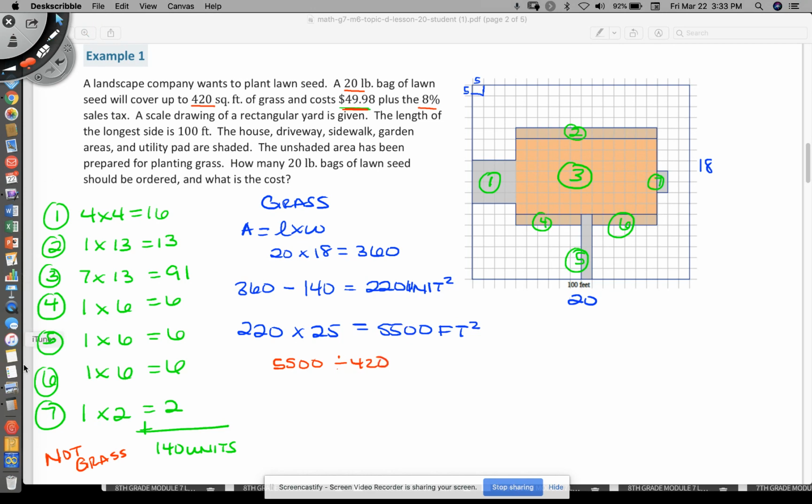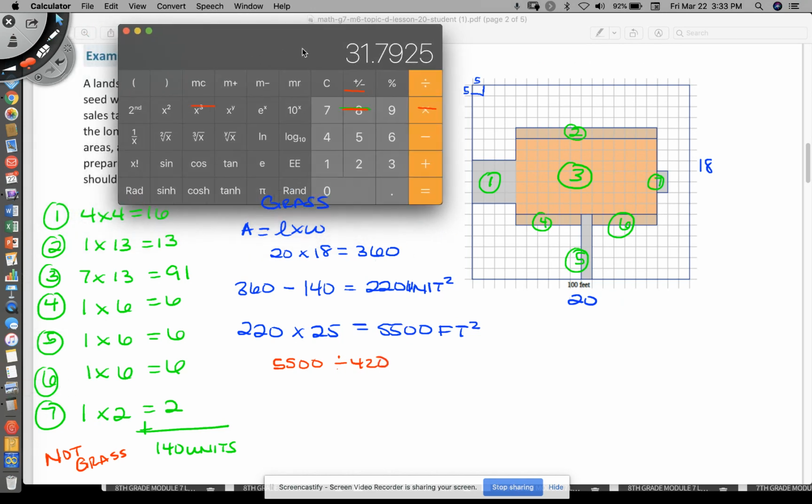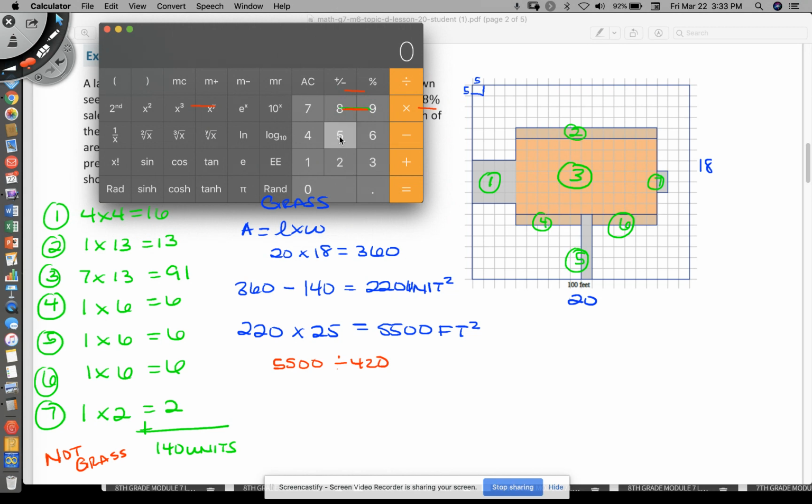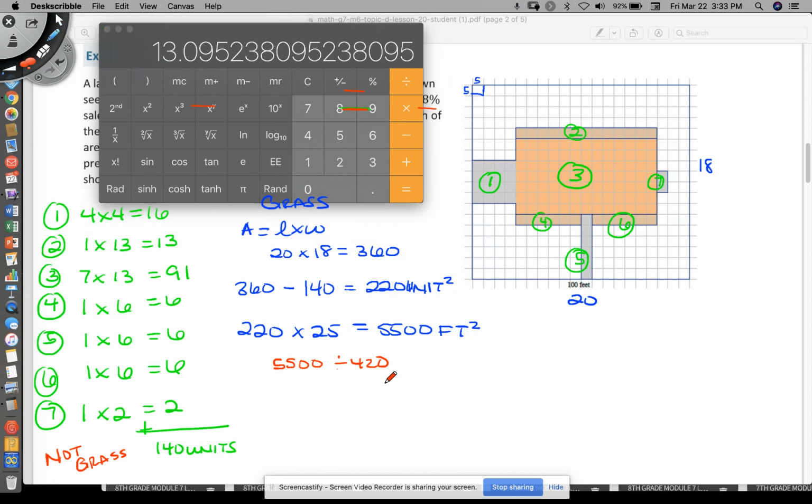So I'm just going to grab my calculator real quick here. We're going to say 5,500 divided out by 420, and I get roughly 13. Now, technically, I would probably buy 14 bags, but it doesn't quite round to 14, so I'm just going to go with 13 bags. Okay, if they're 13 bags, now let's find out how much they are each.